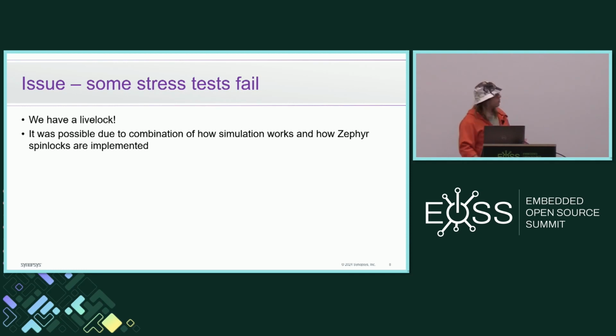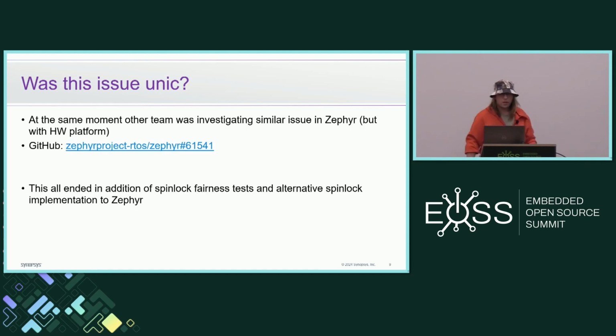Are we the only ones who were bumping into such things? And the answer is no. At the same moment, a different team from a different company was investigating a similar issue with Zephyr, but in their case it was a hardware platform with RISC-V. We discussed our findings with them, and as a result, we ended up with the addition of a spinlock fairness test and the addition of an alternate spinlock implementation to Zephyr. But what was the issue's root cause after all? To understand that, we first need to talk about how spinlocks are implemented in Zephyr.